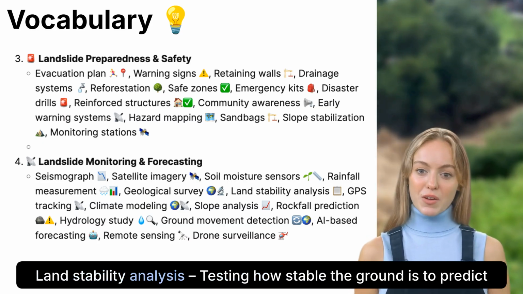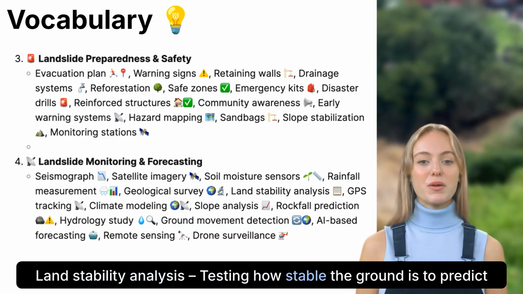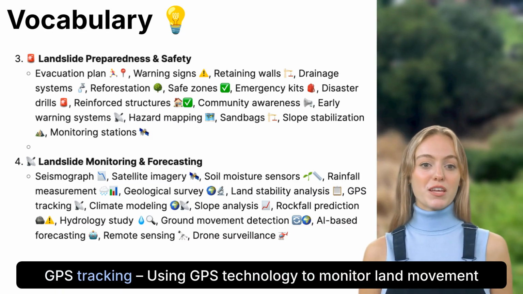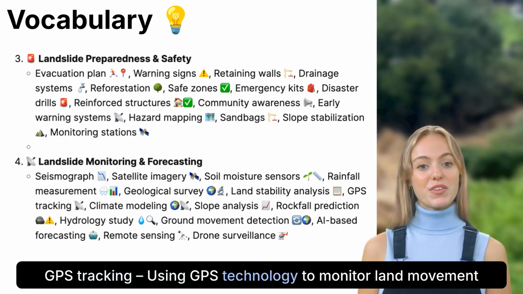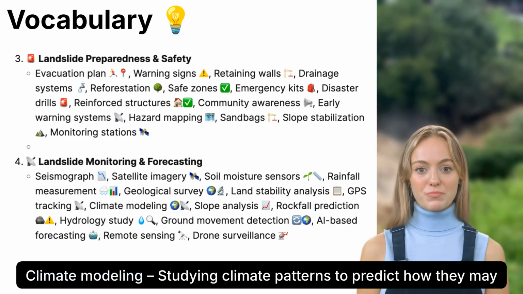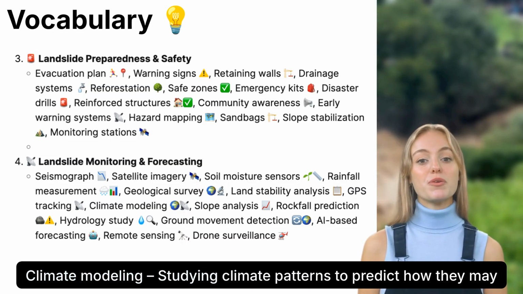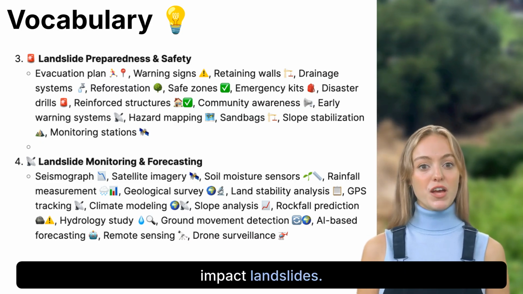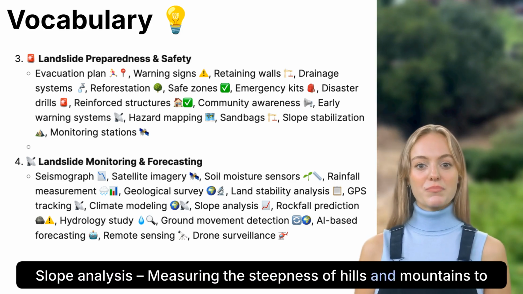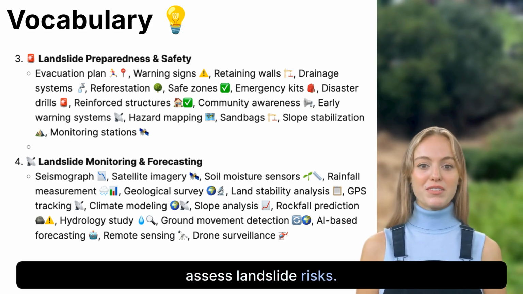Land stability analysis. Testing how stable the ground is to predict potential landslides. GPS tracking. Using GPS technology to monitor land movement over time. Climate modeling. Studying climate patterns to predict how they may impact landslides. Slope analysis. Measuring the steepness of hills and mountains to assess landslide risks.